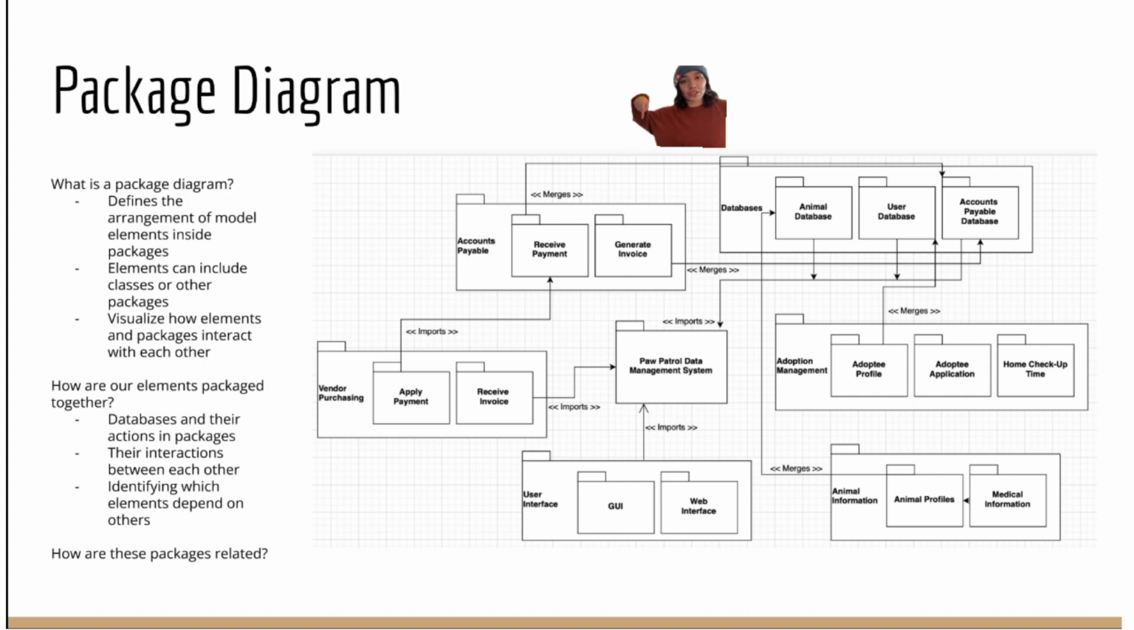When an invoice is generated, when a payment is received and applied, it will go from the accounts payable package separate to the accounts payable database, and it gets merged together with that. And down here we have the adoptee profile, and when the adoptee profile is created, it will merge into the user database and it will be registered as one of the users. And in the same way down there, we have the animal database, and when that animal profile gets created, it will merge with the animal database.